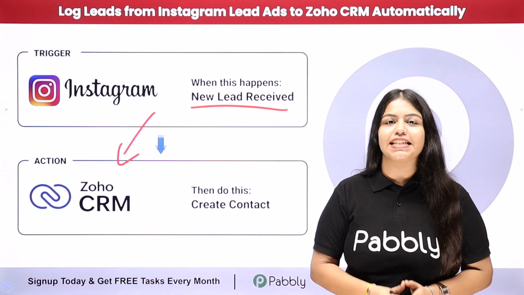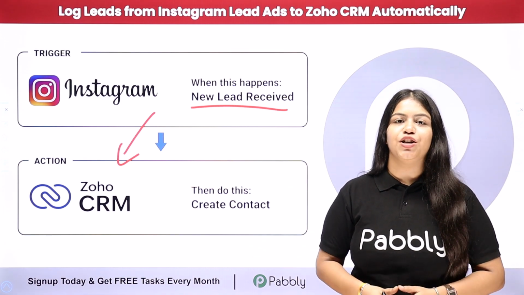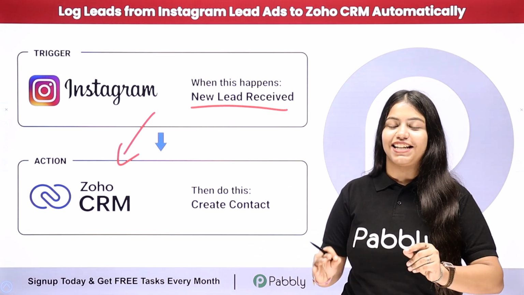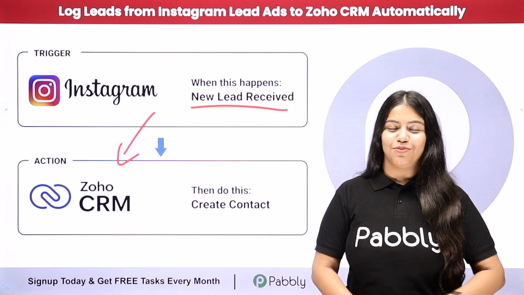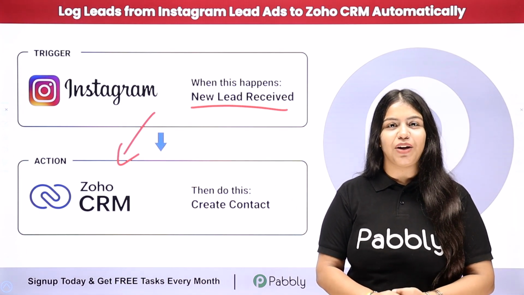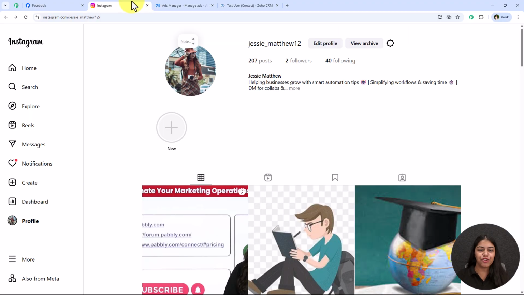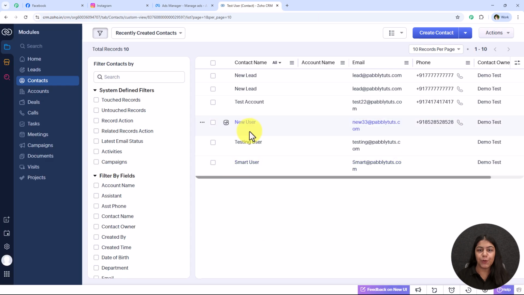And we are going to create this connection without knowing any programming or coding language using an amazing automation software, which is Pabbly Connect. So if you also want to create this amazing automation for your own business, then for that you have to come with me towards my screen. Welcome to my screen everyone. So let's begin setting up the connection between Instagram lead ads and Zoho CRM.